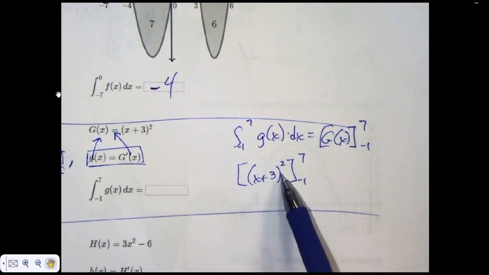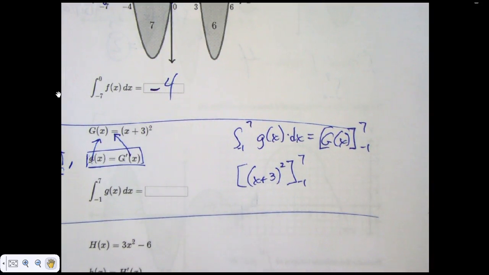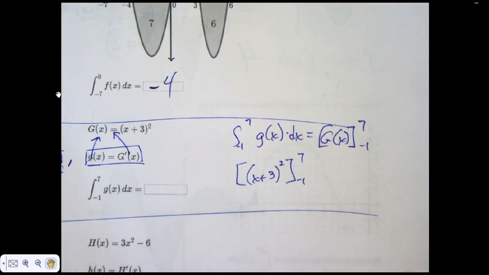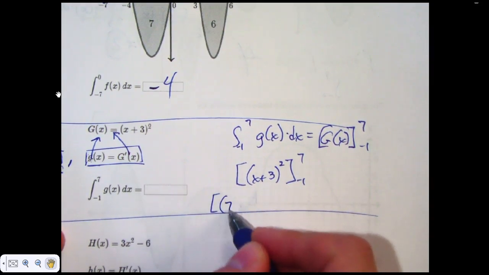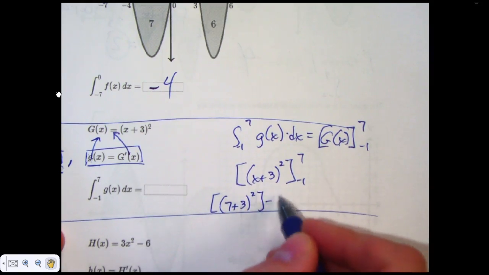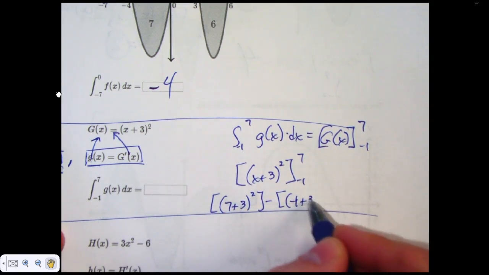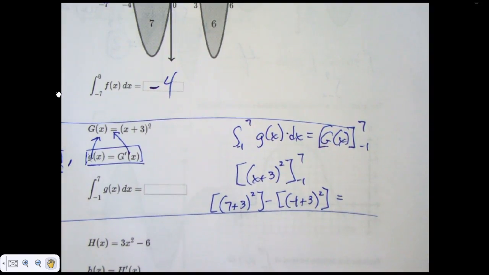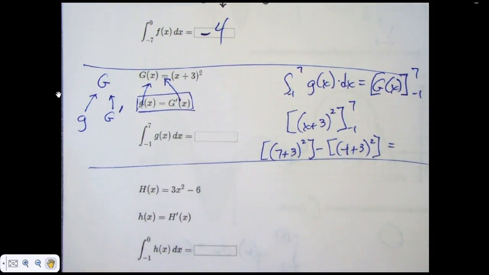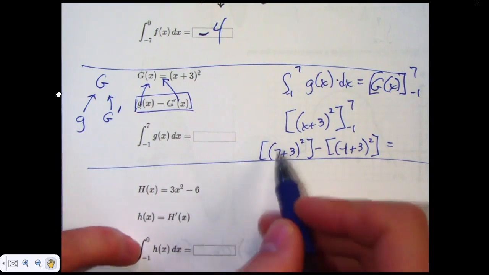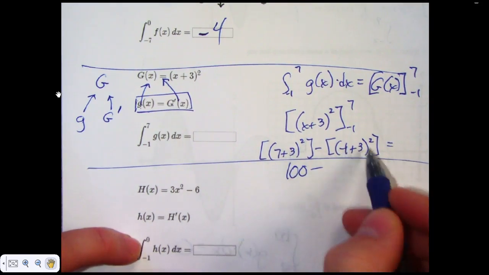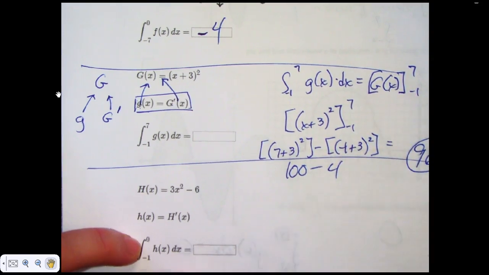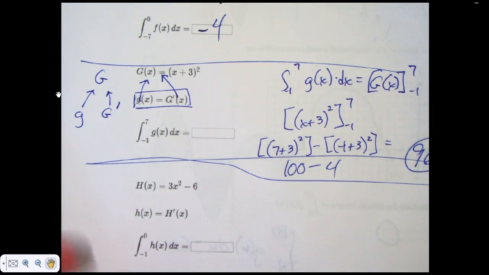So we're doing the definite integral. They just kind of set it up a little goofy. Like I never even knew what little g of x was. I just know that when I integrate, this is what I get. And then I can do my plugging in. So I would do 7 plus 3 squared minus -1 plus 3 squared. So 7 plus 3 squared is 100 minus 4. So your answer would be 96, but the answer is not really what I'm worried about.